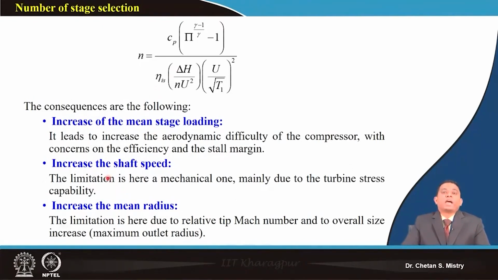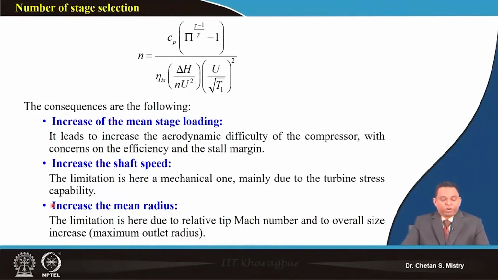The second option is increasing the rotational speed. This puts a mechanical constraint on us, because we need to rotate our turbine, and the turbine will have higher stress. That is why higher rotational speed will also be an issue.